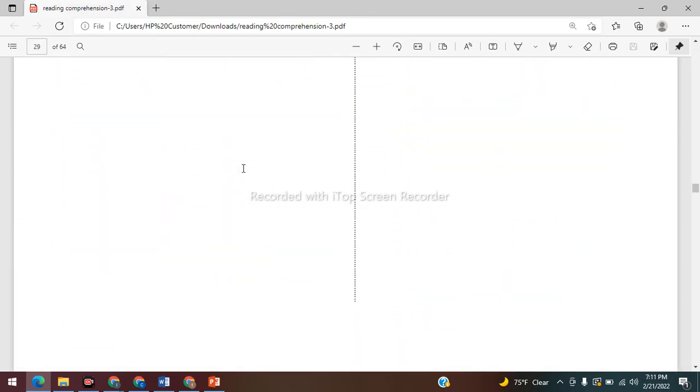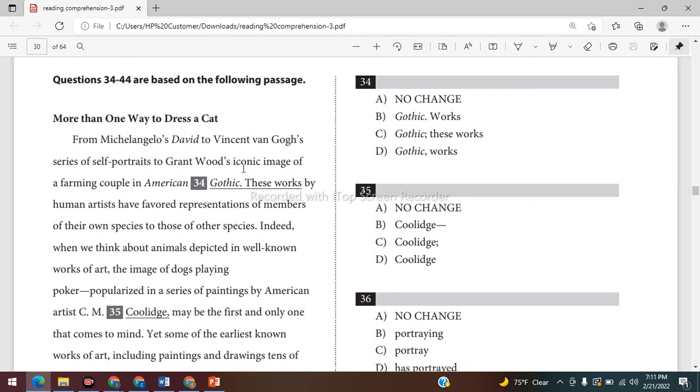So now we are going to be doing, okay, interesting: More than one way to dress a cat. What? Skin it. I know there's more than one way to skin a cat. I know, but the dress.